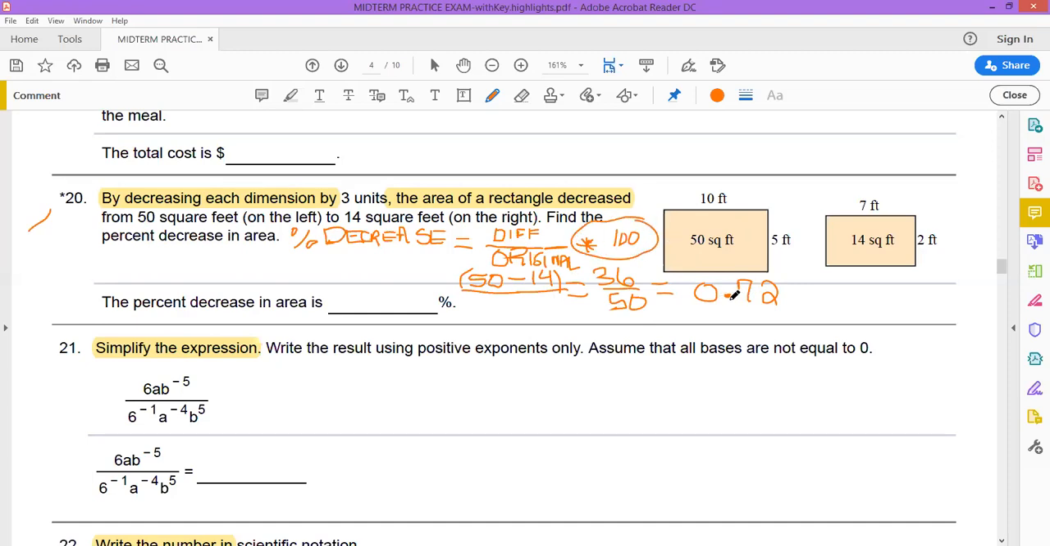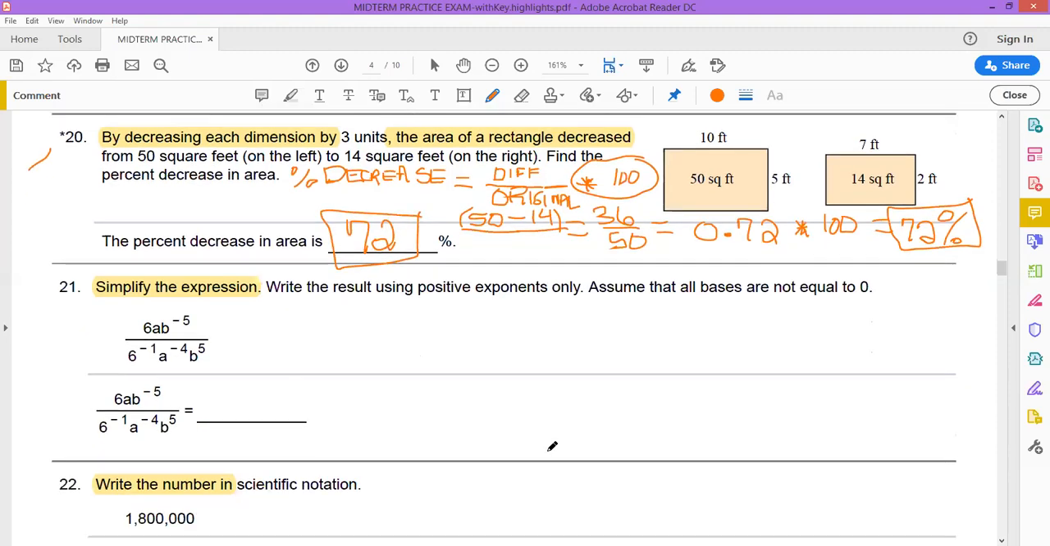So we'll take the 0.72, multiply it times 100, or you can move the decimal 2 places to the right. You'll get 72%. That's how much of a decrease we have in area. So 72% decrease.